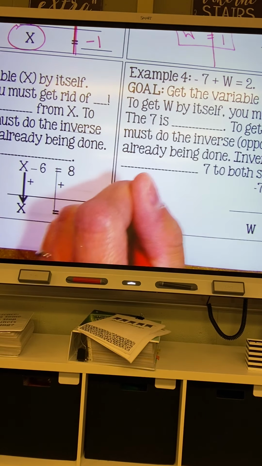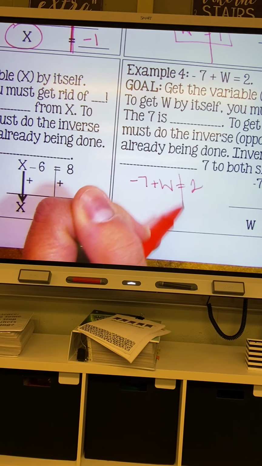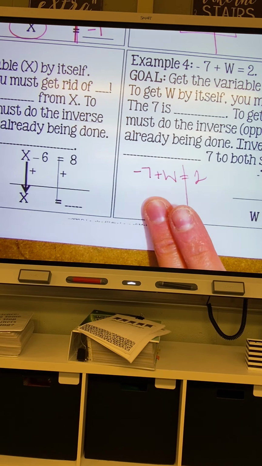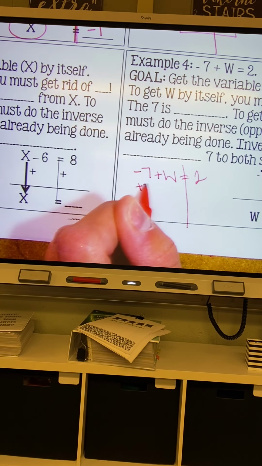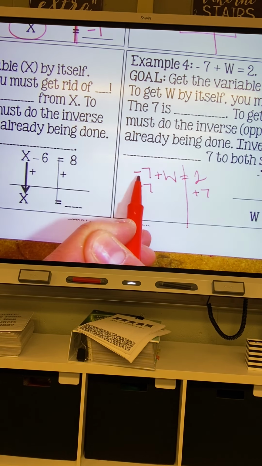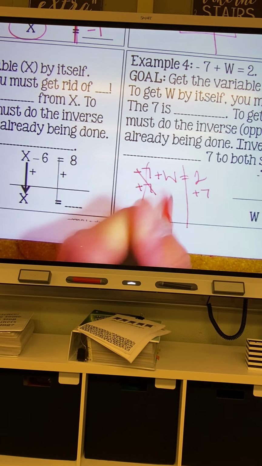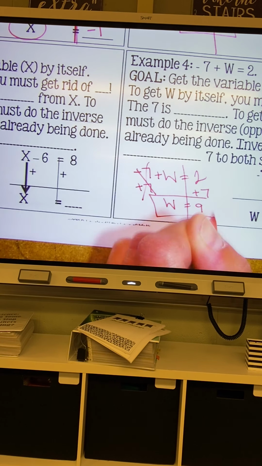One more of those. I've got negative 7 plus w equals 2. I'm going to draw a line down my equal sign so I can see the two different sides. I'm working on the side with the w because I want it alone. It's got negative 7 plus w, so I'm going to add 7 to both sides. I want to get rid of that 7. The opposite of negative 7 would be positive 7. So that gives me 0. I'm left with w, and 2 plus 7 is 9.